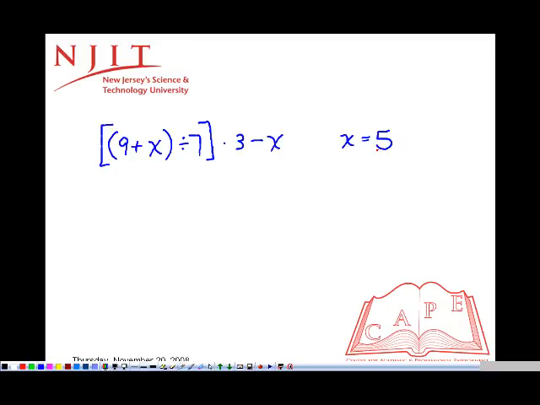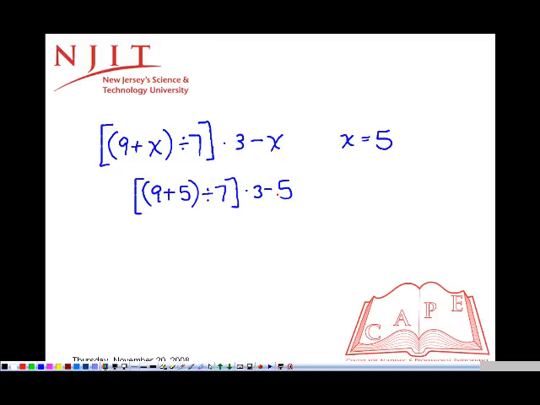We're given that x is equal to 5, so we just simply plug 5 in for wherever we see an x. And if we do that, we're left with open bracket, open parentheses, 9 plus 5, close parentheses, divide by 7, close bracket, multiply by 3, minus 5.